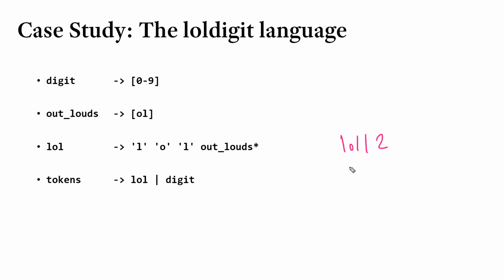LOLL2. We take the first L, we take the second character O, we take the third L, and we take the fourth character here, which is another L.